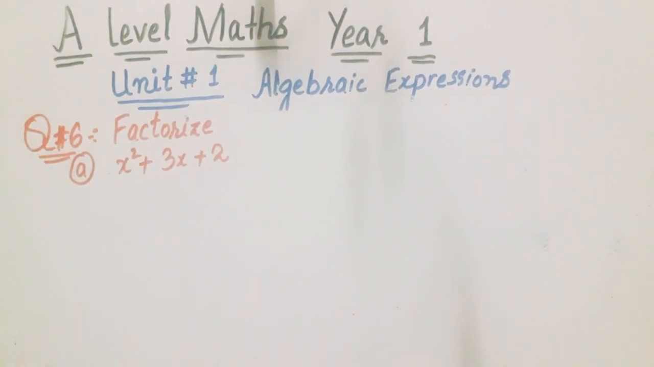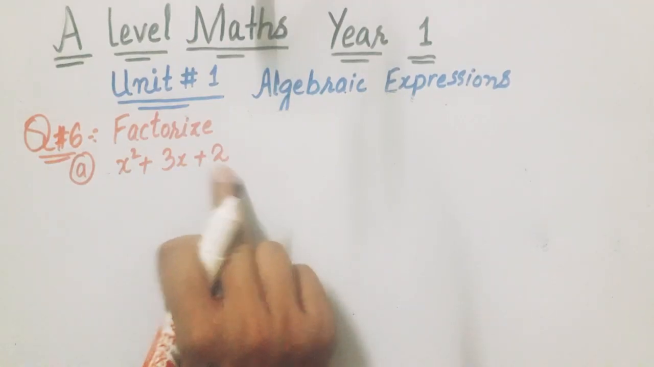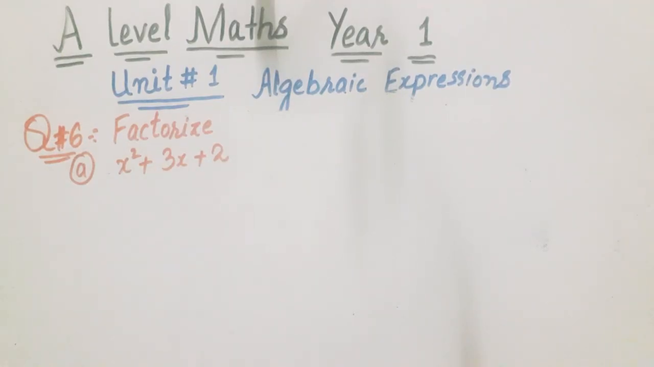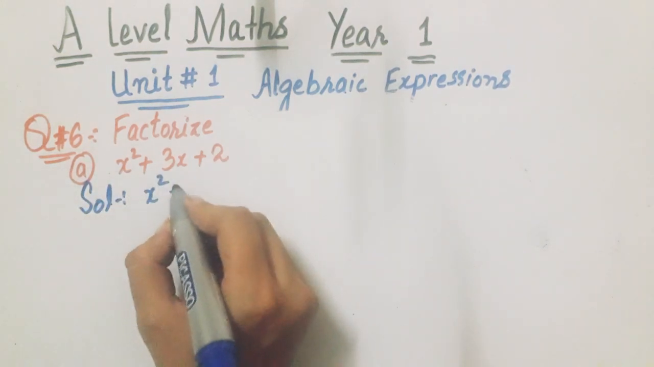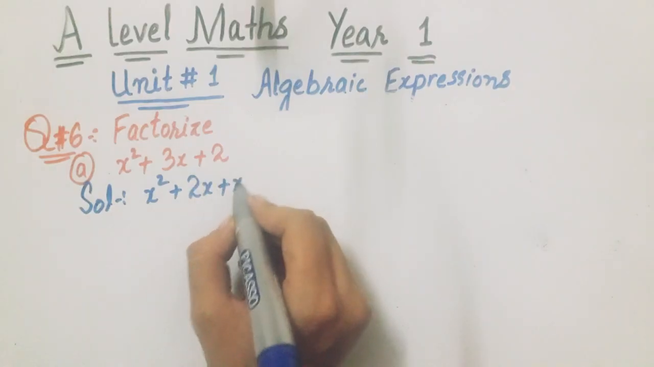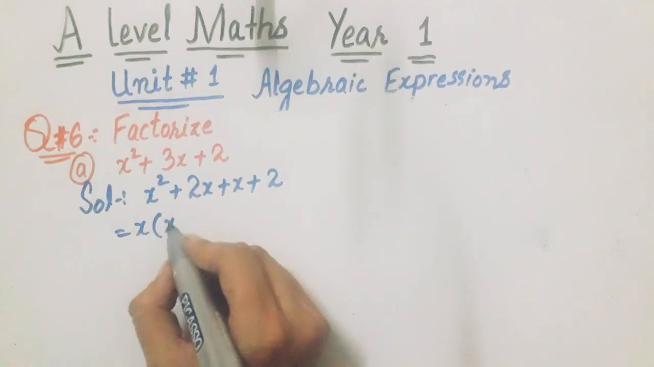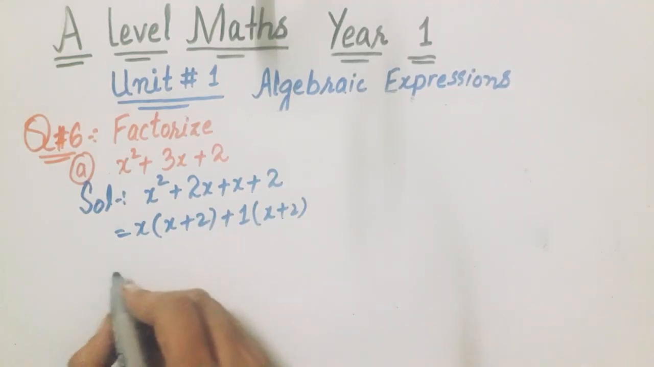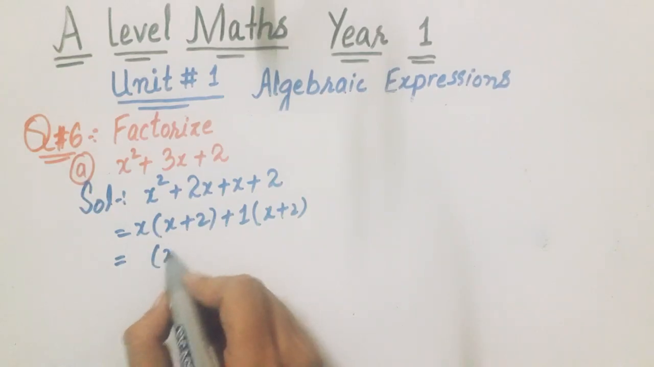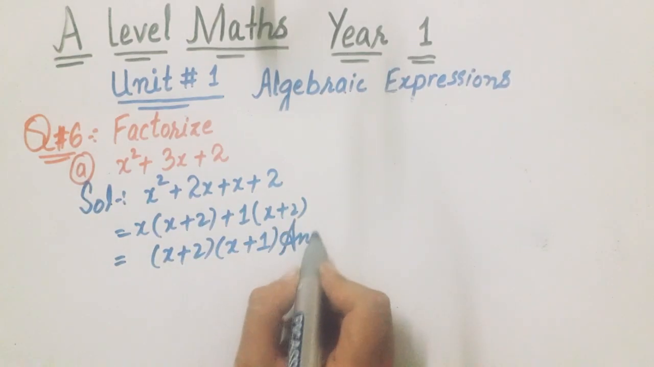Now we have question number 6, x square plus 3x plus 2. You have to make the factors of 2 which when added give 3. So this will be x square plus 2x plus x plus 2. We will take x as common, remaining will be x plus 2, and then take plus 1 as common, remaining is x plus 2. So this will be x plus 2 into x plus 1, and this is the answer.